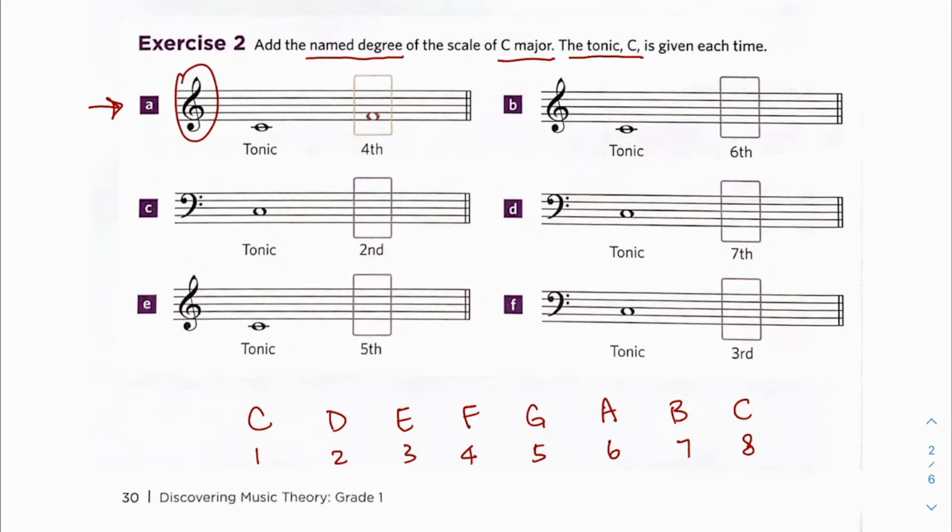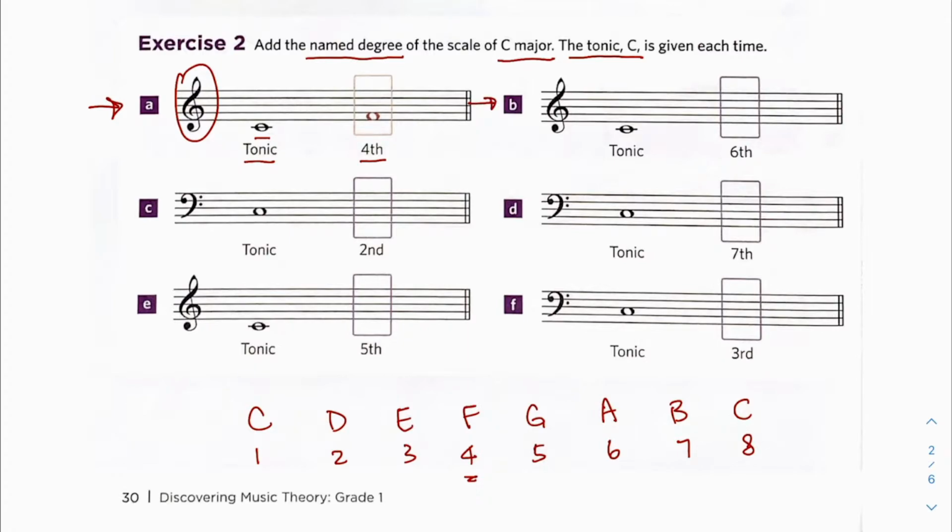Let's go back to question A. We are in treble clef. The first note is given. It is middle C, and therefore it will be the tonic in C major. The second note, they want it to be the fourth degree of C major. The fourth degree is here, which will be F, and F is in the first space.